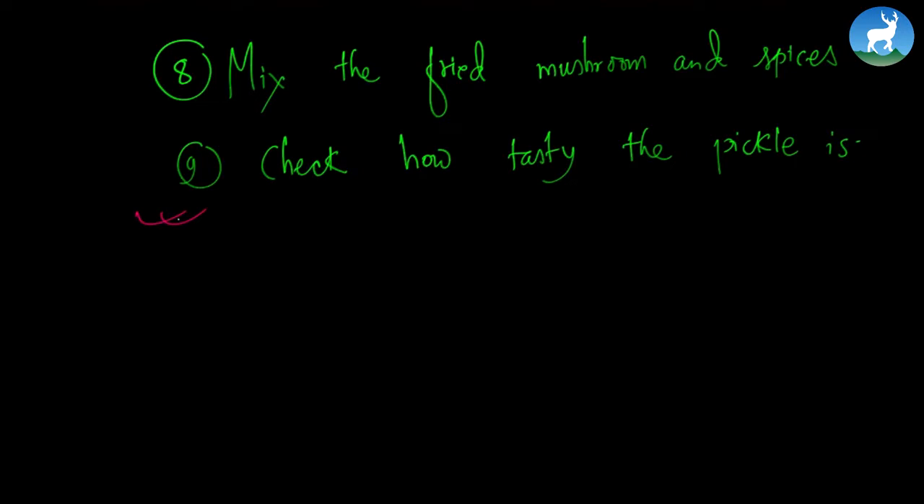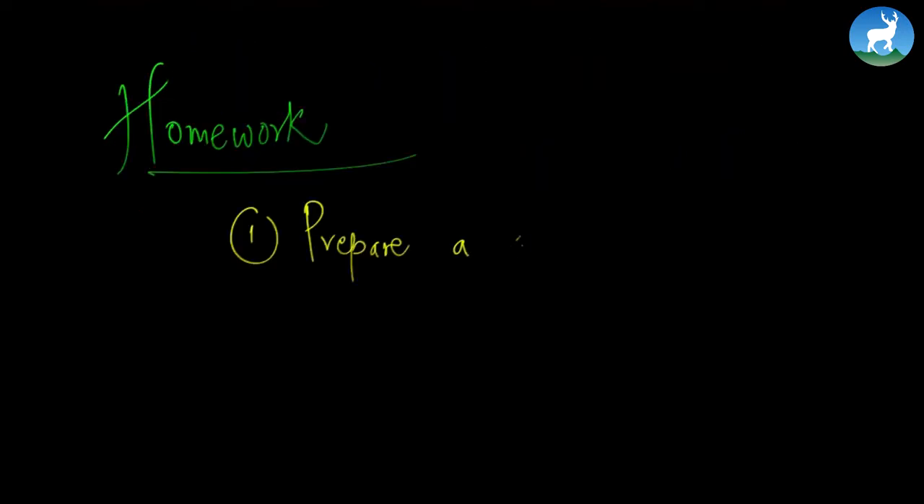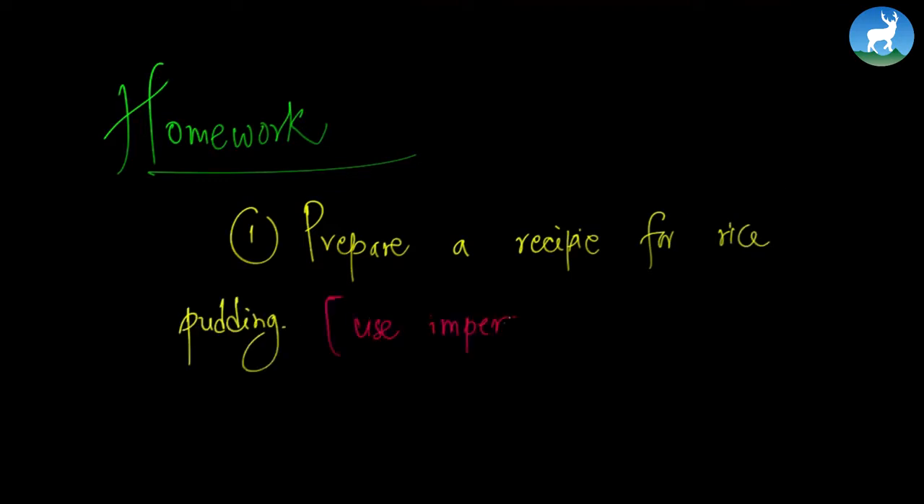Now it is time for me to give you some homework. Prepare a recipe for rice pudding. The grammar tip is, use imperative structures. So this is the homework. All you have to do is prepare a rice recipe. I taught you two different kinds of recipes, right? One for the tea, another for mushroom pickle. Now it is your turn to write a recipe for the rice pudding.